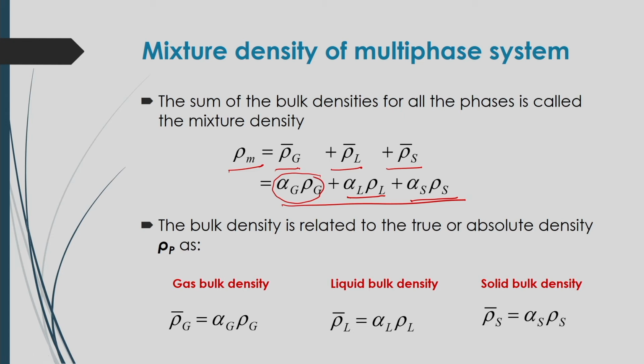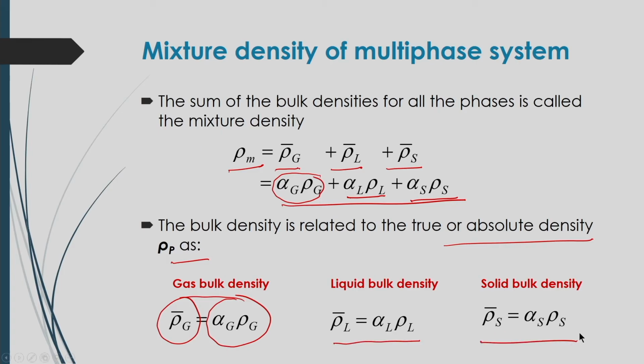The bulk density is related to the true or absolute density, that is rho p. Now, the gas bulk density is generally denoted by rho g bar, and it equals alpha g into rho g. So, it is called gas bulk density, and rho L bar is similarly alpha L into rho L. Similarly, rho S bar is the solid bulk density, it will be alpha S into rho S. This is basically the fraction of density on that particular phase.